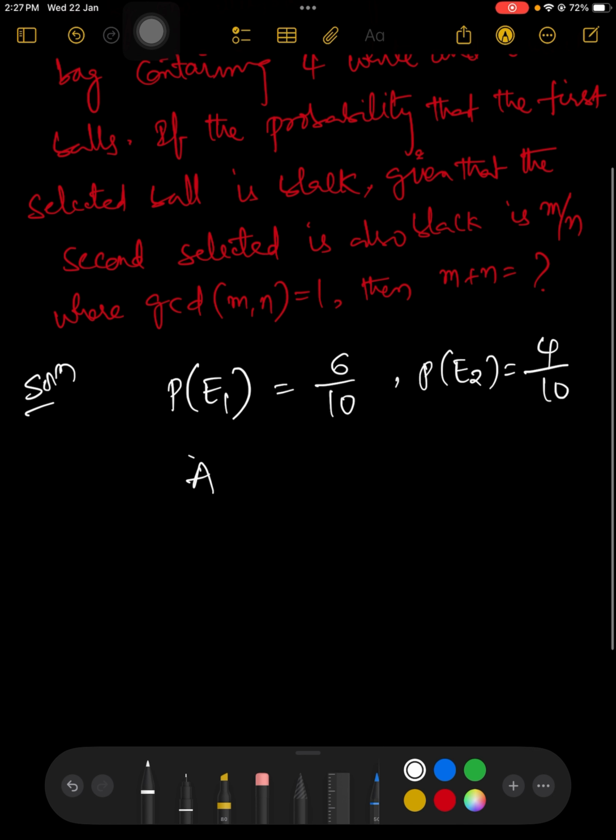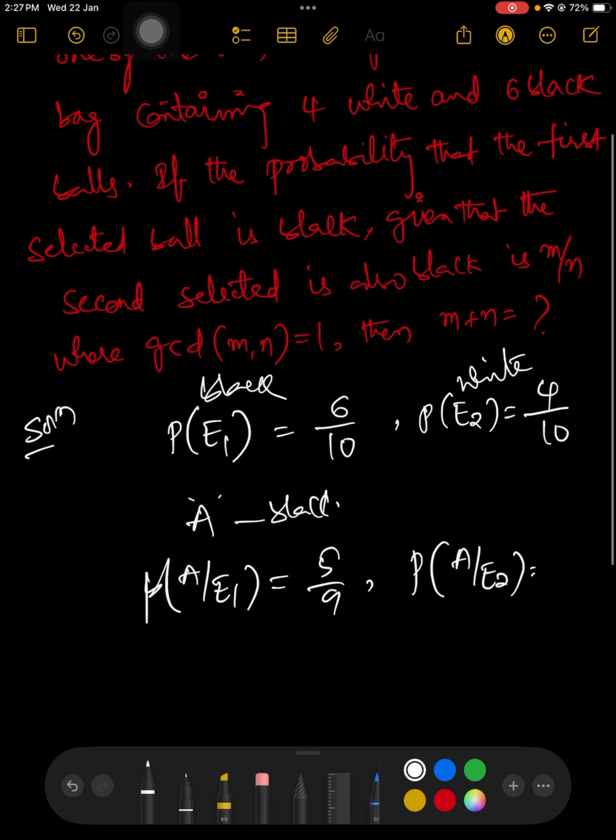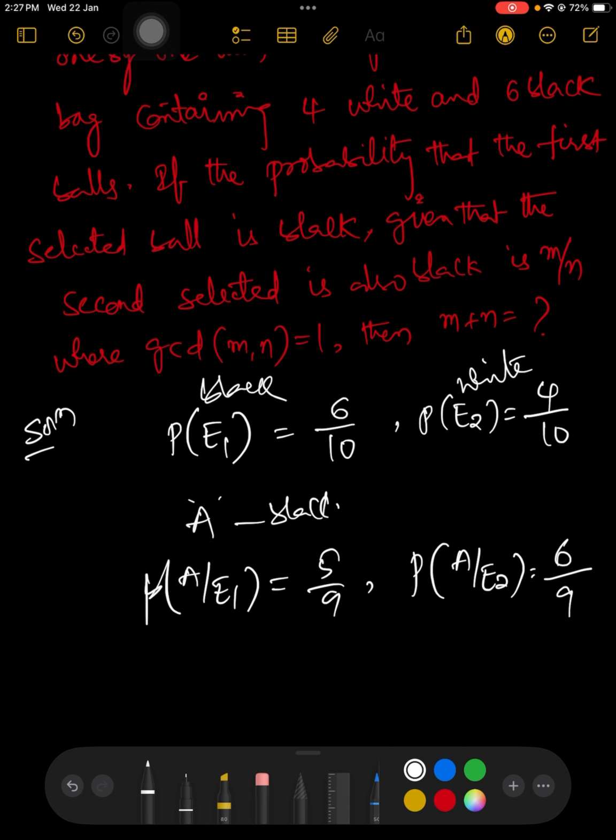Now A is the event which is related to both E1 and E2, that is the second is also black, right? Then probability of A given E1 is equal to, if it is black, then if it is not replacement, that is 5 by 9. Then next one, probability of A given E2 is equal to, the first is white and the second is black. Now already we chose a white ball, so there is no problem. Then you can say that it is 6 by 9, right?